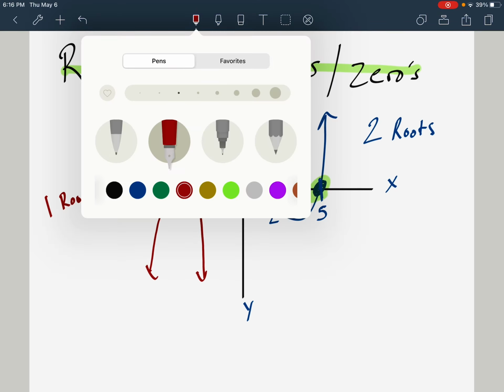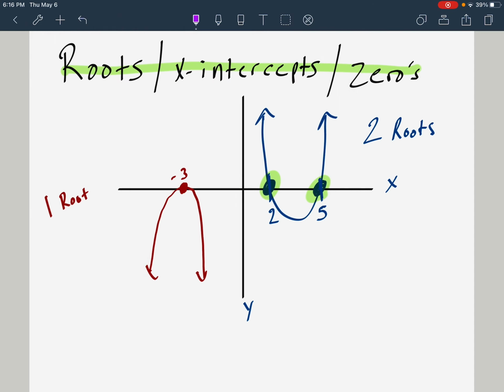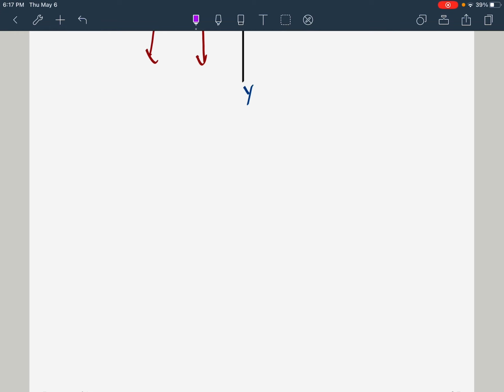And then you can also have one that could be like this. And that doesn't even touch the x-axis. If it doesn't touch the x-axis, then this one has no roots. Or no x-intercepts, okay? And that's pretty much all you need to solve this, I think. But let's go over here.